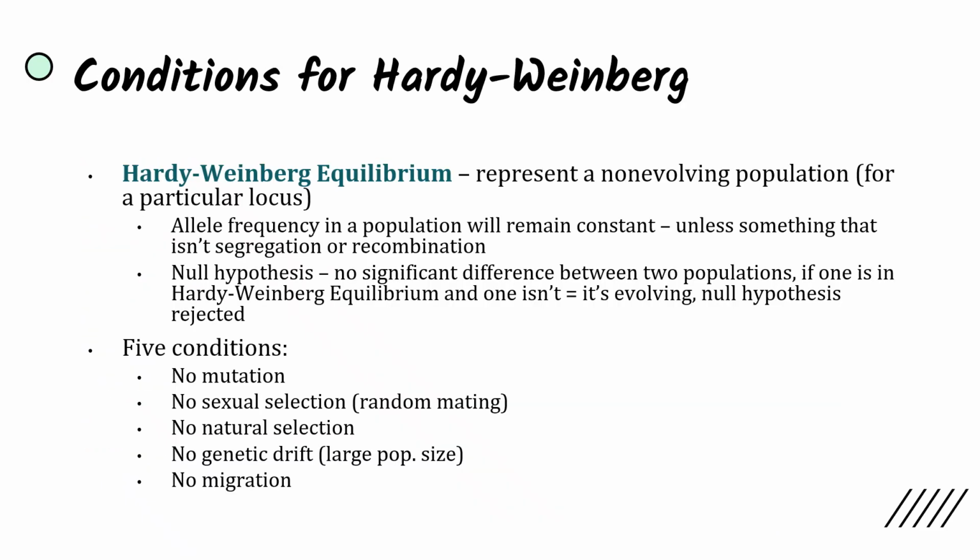So Hardy-Weinberg equilibrium, invented by Hardy and Weinberg, represents a non-evolving population for a particular locus. So that means that for that particular location on the chromosome, for that particular gene, there is not going to be change in the population over time. And so the allele frequency for that gene is going to remain constant.